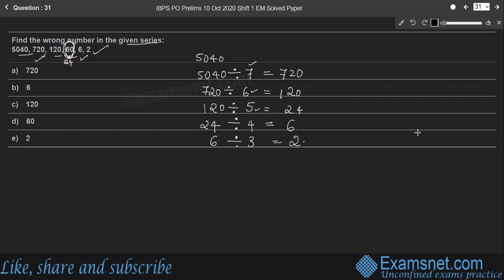So here 60 is the wrong number, and instead of 60 the right number is 24. Here we follow the rule that the first number should be divided by 7, and the next divisor should be 1 less than the previous divisor: next 5, 4, 3. Therefore option D is the right answer.